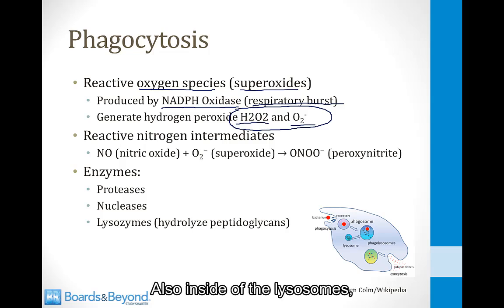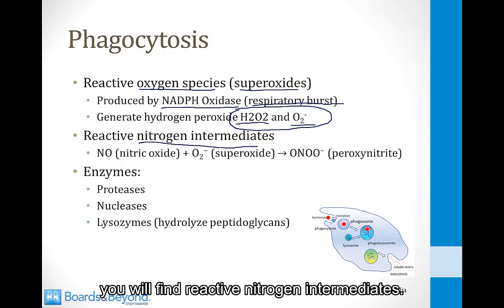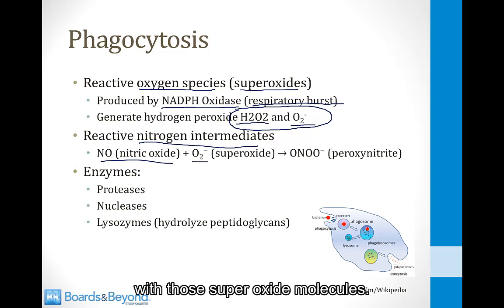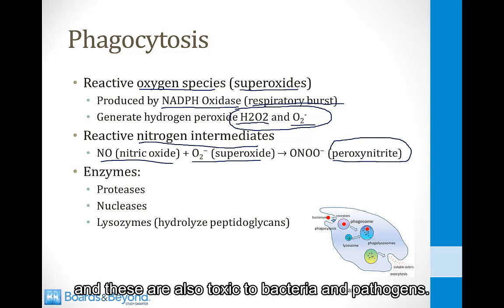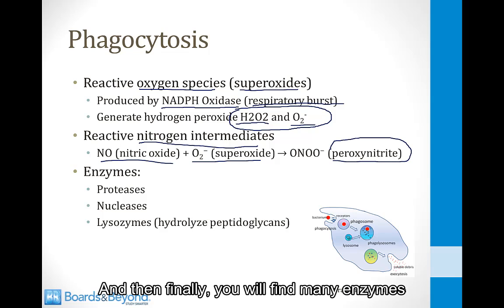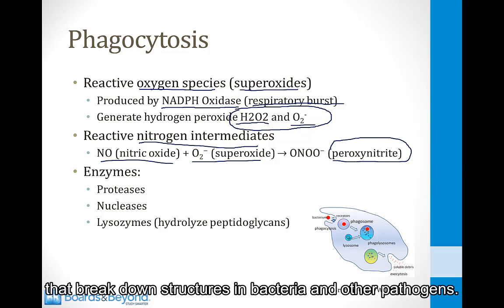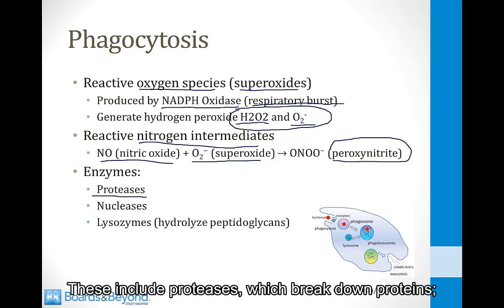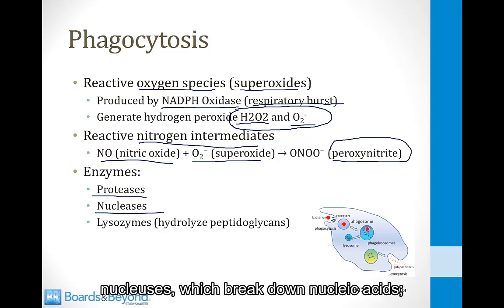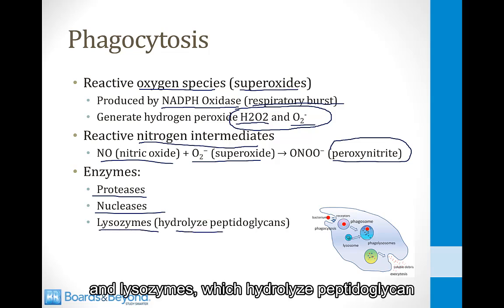Also inside the lysosomes you will find reactive nitrogen intermediates. This happens when nitric oxide is reacted with those superoxide molecules. It creates compounds like peroxynitrate, and these are also toxic to bacteria and pathogens. And then finally you will find many enzymes that break down structures in bacteria and other pathogens. These include proteases, which break down proteins, nucleases, which break down nucleic acids, and lysozymes, which hydrolyze peptidoglycan in the cell wall of bacteria.